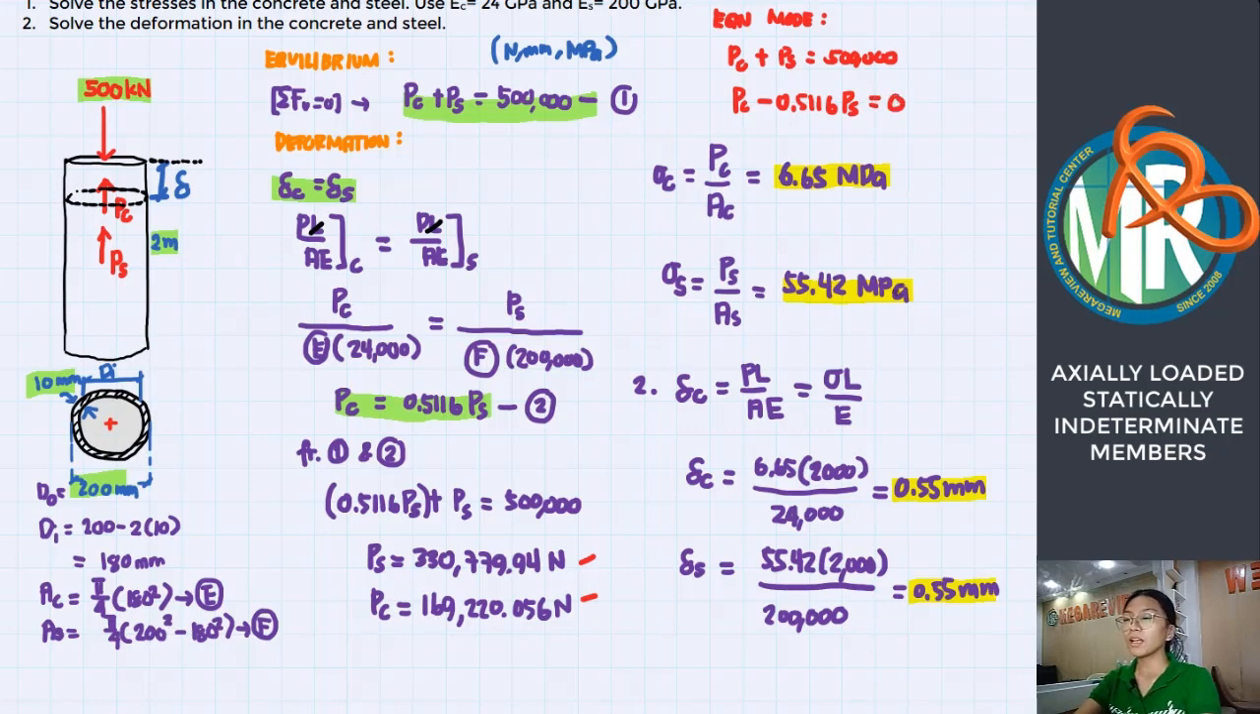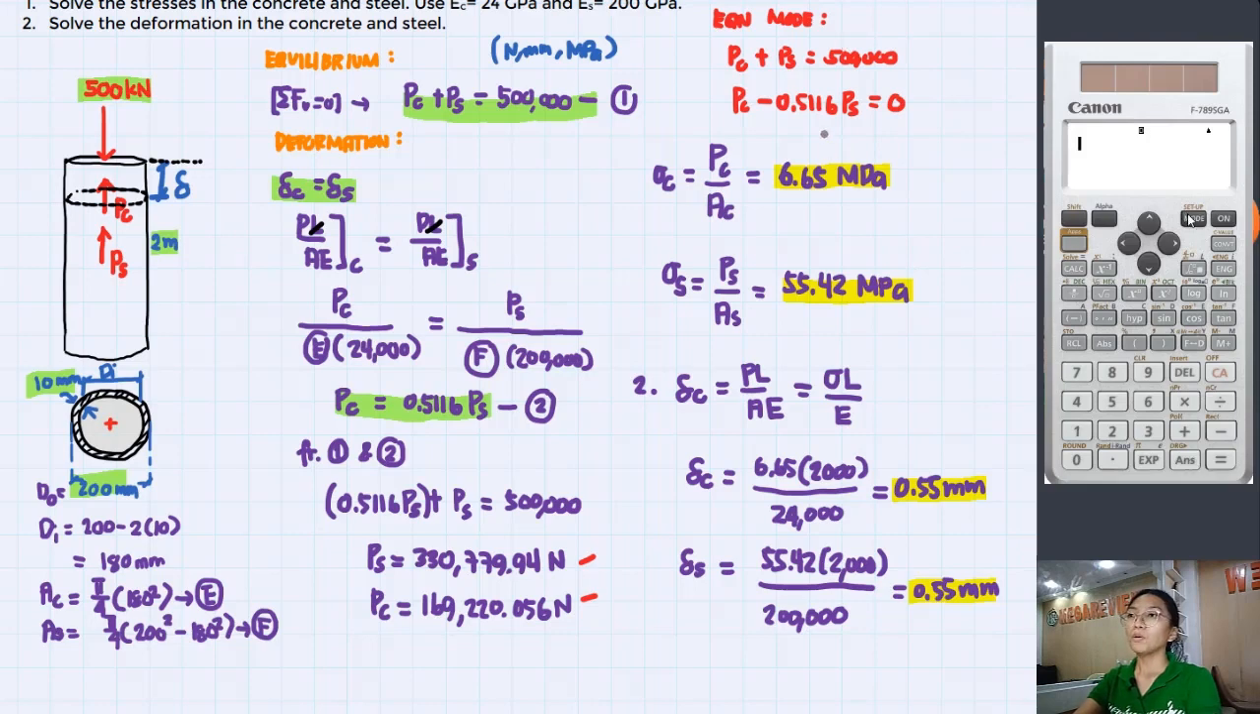So, yung input mo sa calculator, punta kang mode 5.1. So, that would be 1, 1, and then 500,000. You have there for the second equation, 1, and then negative 0.5116, and then 0. So, you can see, no, yung una mong makukuha dito is the value PC, kasi yan naman yung nauna dito sa equation mo na set.